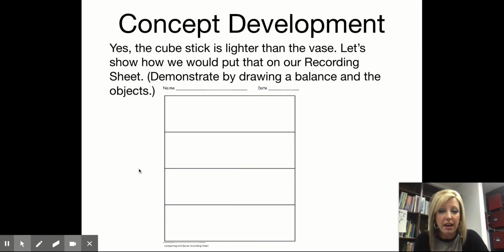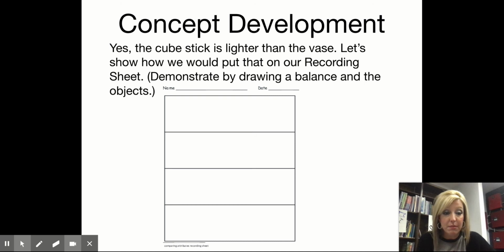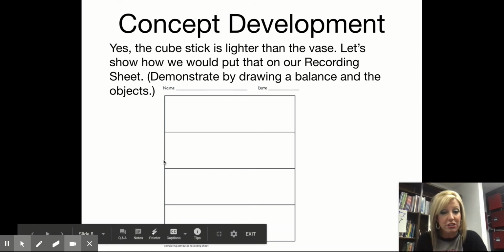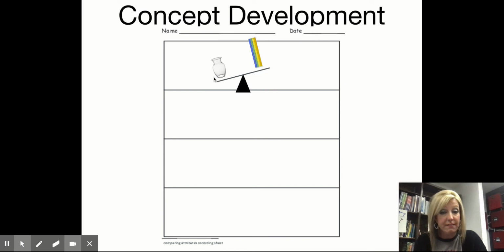Let's show how we put that on our recording sheet. If you have this recording sheet at your home, go ahead and get it out. If you don't, you can do this activity on a piece of paper. You can have someone at your house find an adult, section this off into 4 pieces so that you have a space for each one of your pictures. Your picture of your vase and your stick should look something like this because we want to show that the vase is heavier than the stick, or we could say the stick is lighter than the vase.